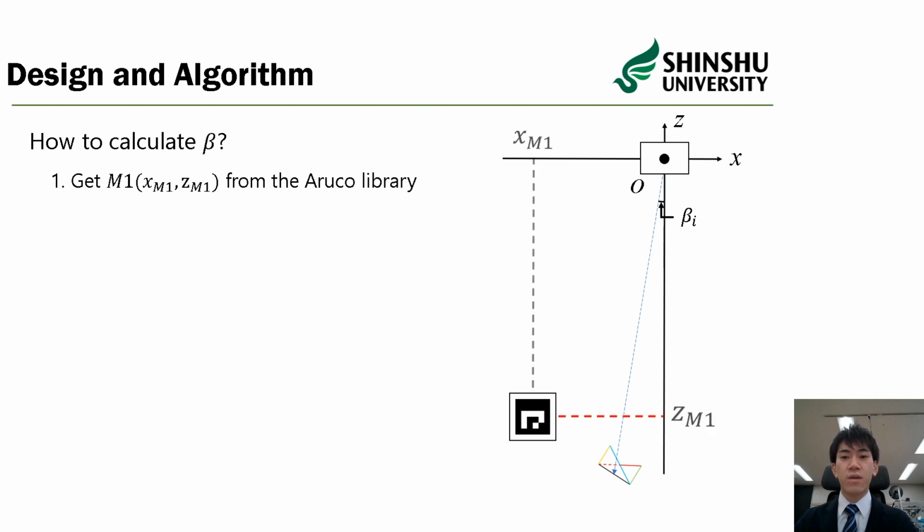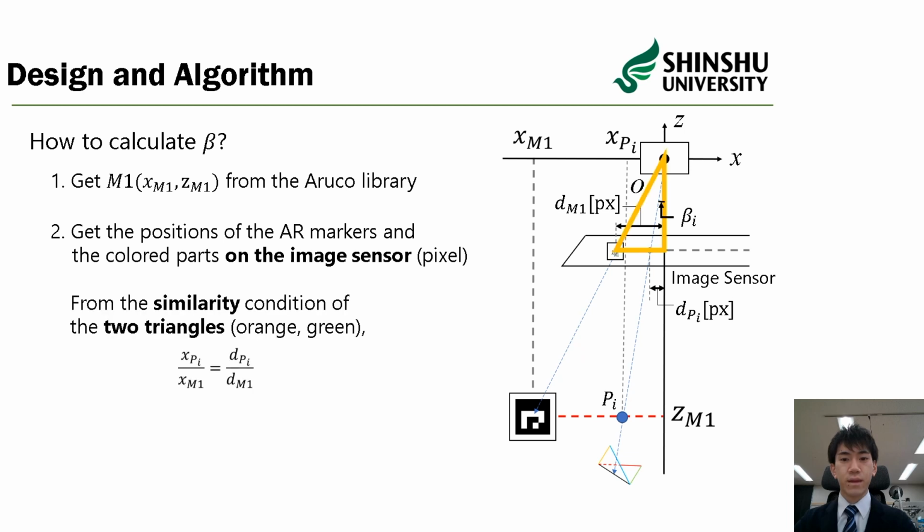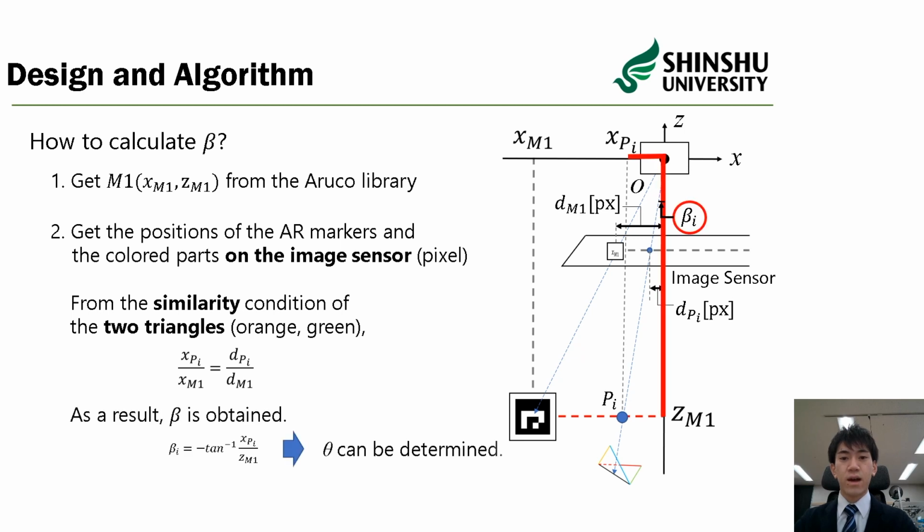Firstly, let's get M1 from the algo library in OpenCV. Secondly, we get the positions of the AR markers and the colored parts on the image sensor. At this point, the two triangles, orange and green, are similar, so the following equations are valid. As a result, beta is obtained, so theta can be determined.